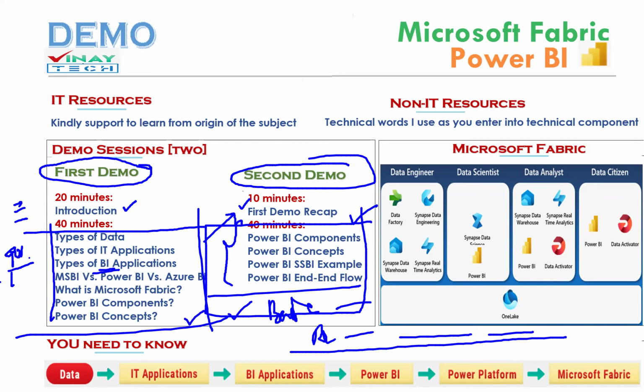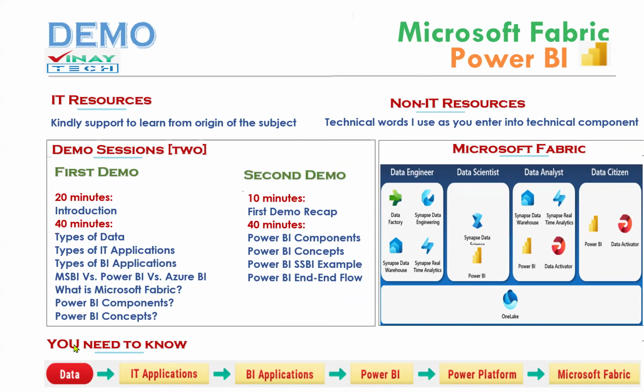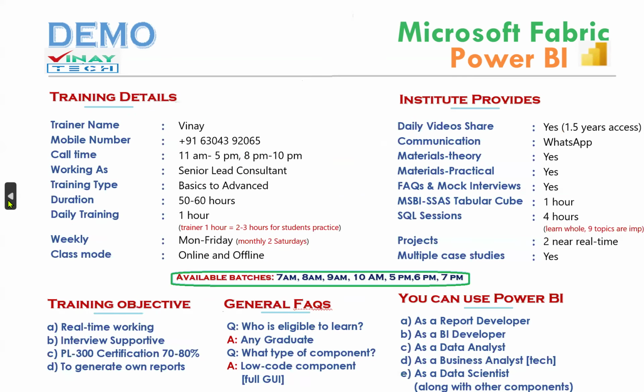That is the first 20 minutes introduction part. My name is Vinay and this is my contact number. And this is the call timing. You can call me on these timings. And I'm working as a senior lead consultant. Training type: basics to advanced. Duration 50 to 60 hours.